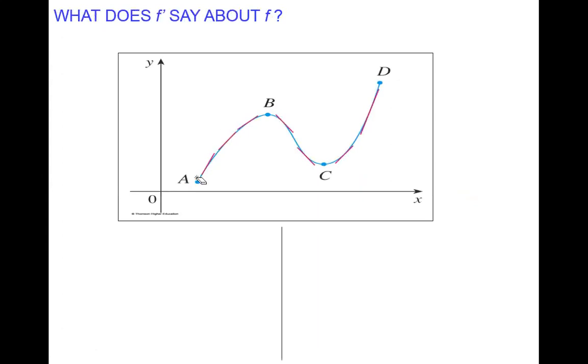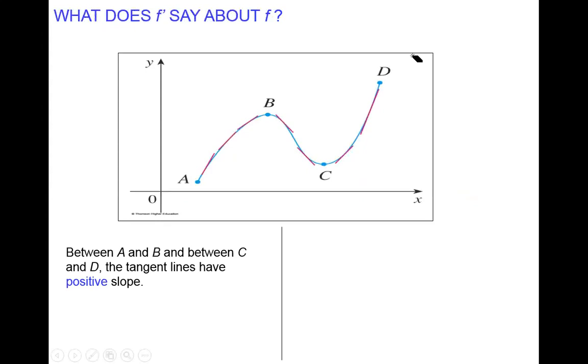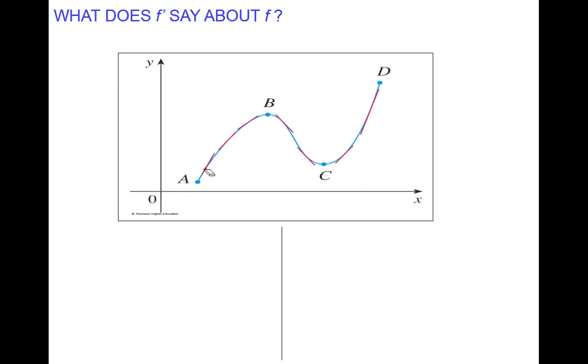From A to B, is the function increasing or decreasing? From A to B and from C to D. Yes, it's increasing. That means the function is increasing and increasing. From B to C, of course, it is decreasing. Now, can you tell me, is the slope of the tangent line positive or negative when the function is increasing? All of these slopes in the increasing part, the slope of the tangent is positive.